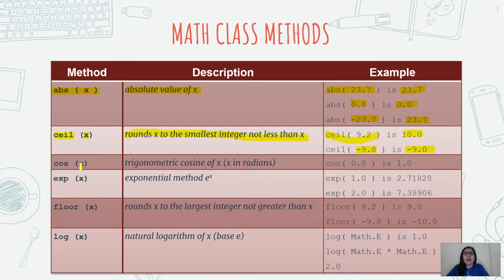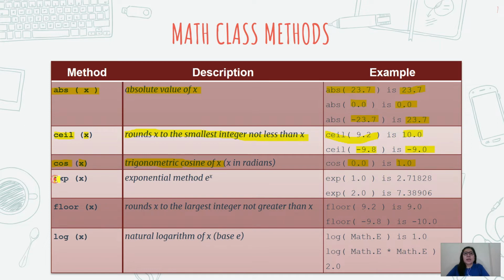Next, we also have the cosine of x. It is the trigonometric cosine of x. So, if we have here a certain value, i-return niya yung result. So, in this example, we have the cosine of 0 is 1.